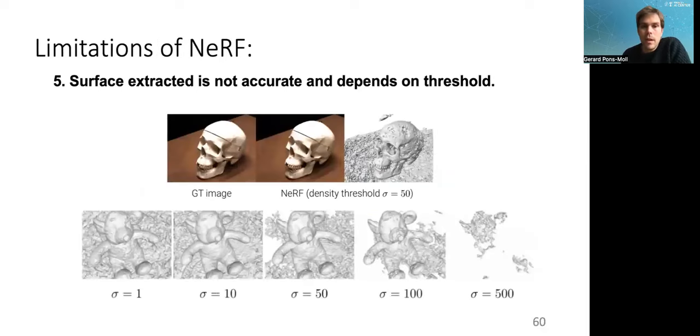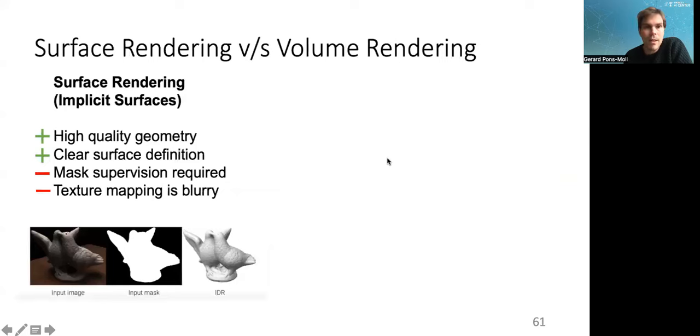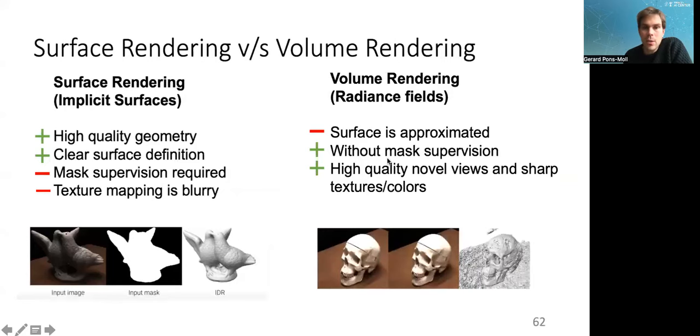All right, so we still have the problem that to obtain a mesh of a NeRF, we need to basically threshold the density, and this is not straightforward to do, and it produces meshes that are not so high quality. And so there's a work that you can check, which is basically combining the benefits of surface rendering and volume rendering.